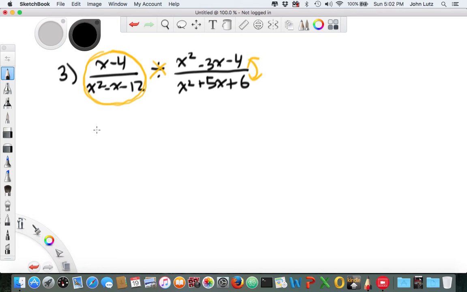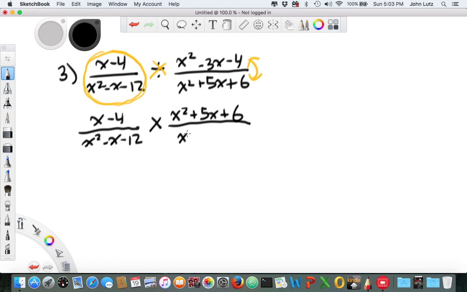So I'm going to rewrite this using keep, change, flip. I've got x minus 4, because I'm keeping this, over x squared minus x minus 12. I kept it. Times, I changed this from division to multiplication. Keep, change, and then flip. I put my x squared plus 5x plus 6 on the top, and my x squared minus 3x minus 4 on the bottom. I flipped it. Does anybody remember the word for flipping a fraction, which is the same as flipping a rational expression? Yes, reciprocal. It's called taking the reciprocal.